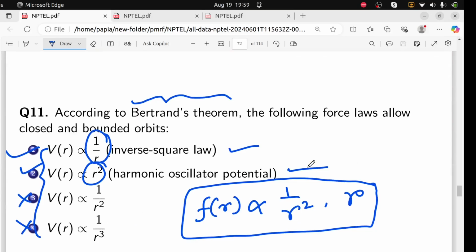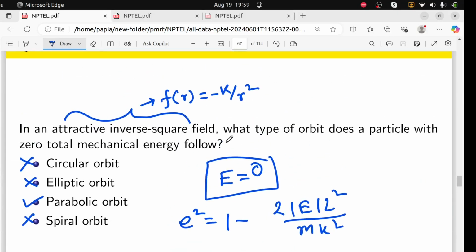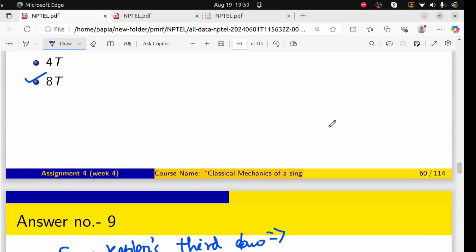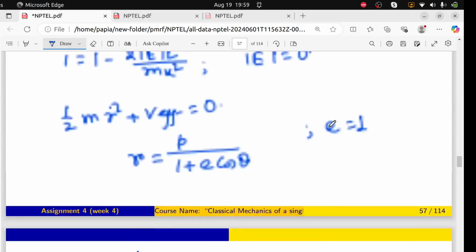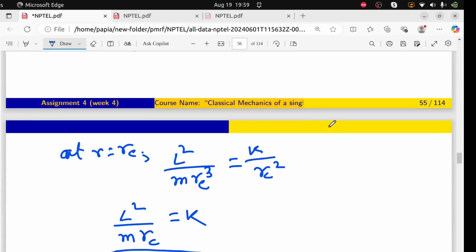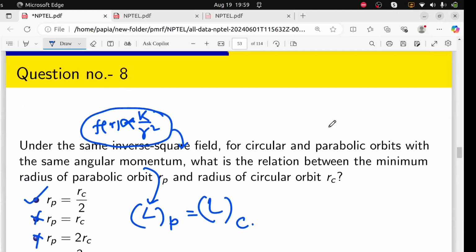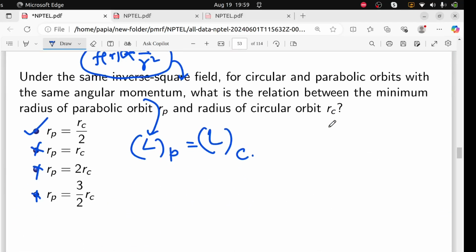Bertrand's theorem: the following force laws allow closed bounded orbits. Which one is correct? For the attractive inverse square force, what type of orbit does a particle with zero mechanical energy follow? It is a parabolic orbit. Then this is the case for the relation of RP and RC: RP equals RC by 2. Yes.